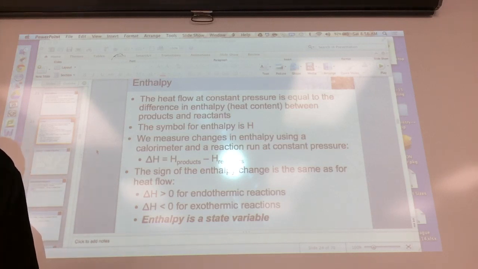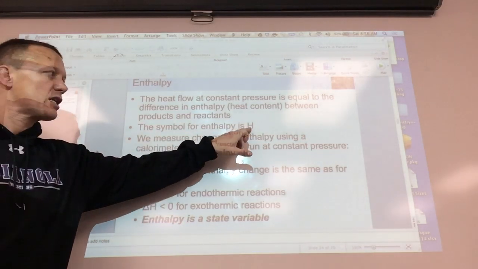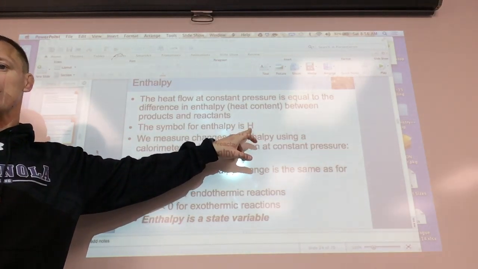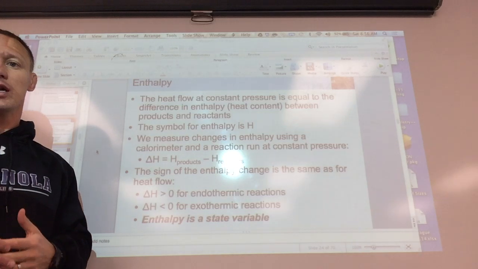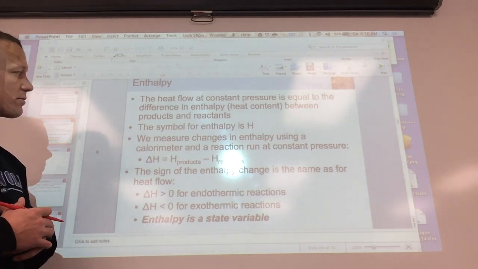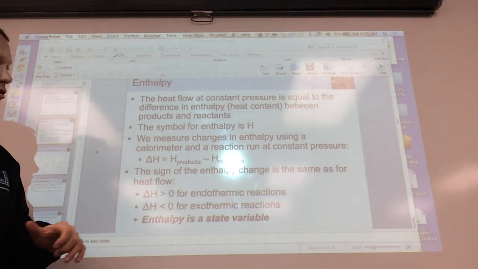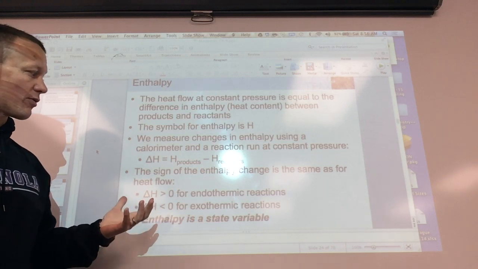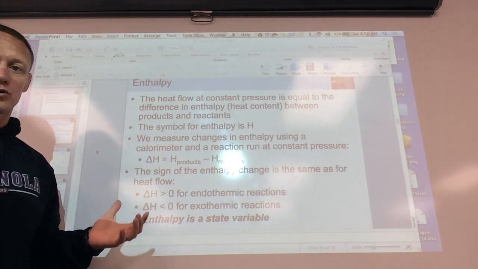Enthalpy is symbolized with the letter H. It's very similar to the letter Q. H and Q are basically just the heat flow in a reaction or some kind of process. You would typically use a calorimeter to figure it out. So you'd use a bomb calorimeter and do a reaction in there.